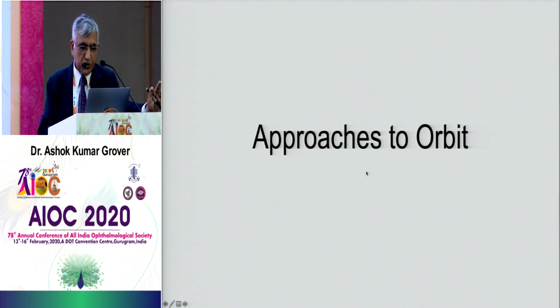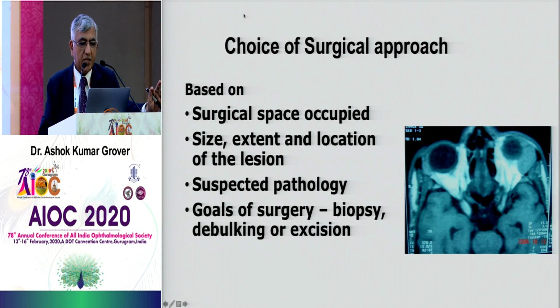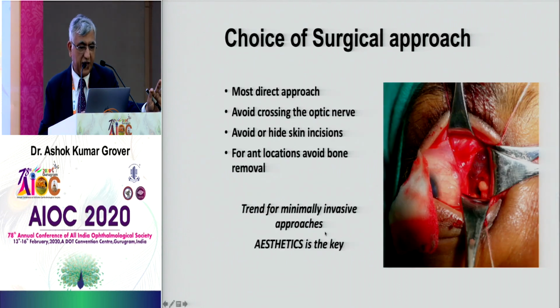That brings us to the approaches to the orbit. Important for you to know, the choice is made based on the surgical space occupied, size and location of the lesion, and the suspected pathology. Your approach becomes different for a resectable tumor, like a benign, well-defined tumor, versus a poorly defined malignancy where your target may only be an incisional biopsy and further management with radiotherapy or chemotherapy. So the goal of surgery will accordingly vary.